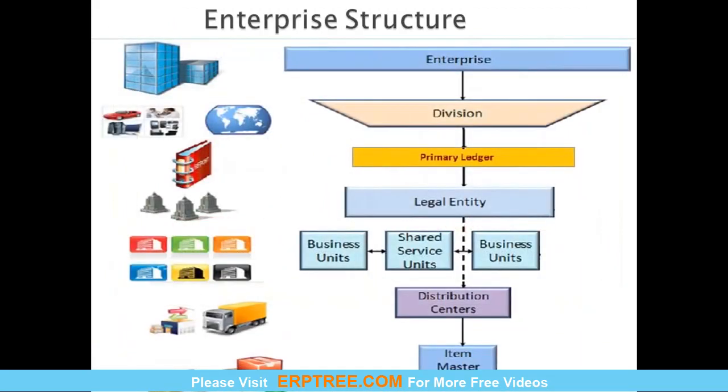On the top level we have enterprise. Under enterprise we have divisions. Under divisions, primary ledger. Under primary ledger, legal entities. Under legal entities, business units. Under business units, distribution centers. Under distribution centers we have inventory organization. Of course we know item master and other organizations all will be treated as inventory, which is item master virtual. We know that. Done.